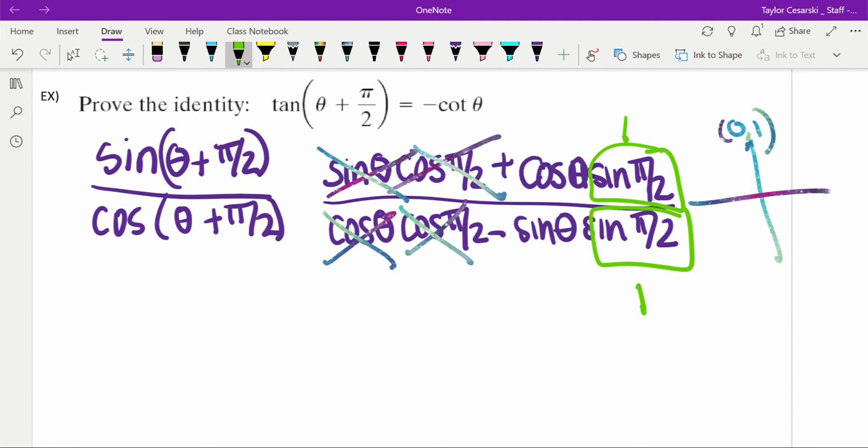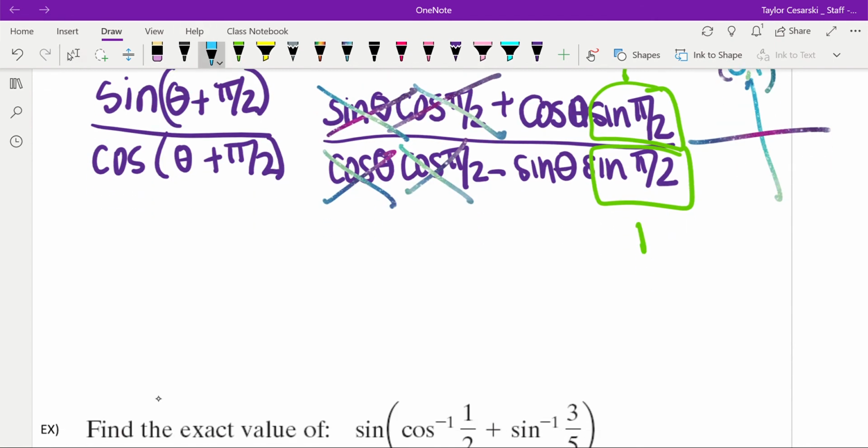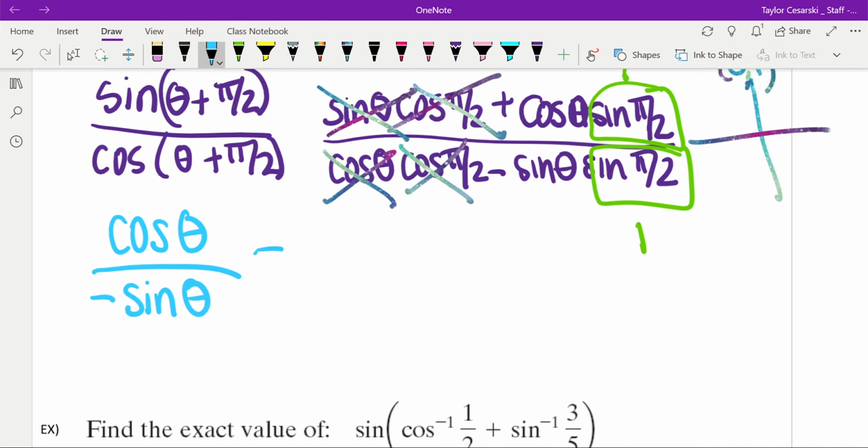Okay, so I'm going to end up with cosine of theta over negative sine of theta, because this is just times 1. All right, so cosine over sine is cotangent, but it's negative. So that equals negative cotangent of theta on the left, which equals negative cotangent of theta on the right. And therefore, that matches, and therefore we've proved our identity.